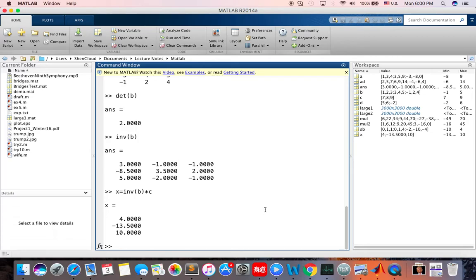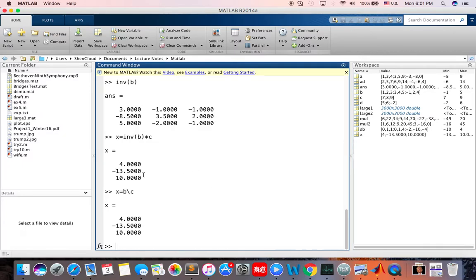But there's a better way, which is x equals B left divided by C here. So the result is the same, but this way is more convenient and more efficient. If you use larger matrices, it is much faster than using the inverse.